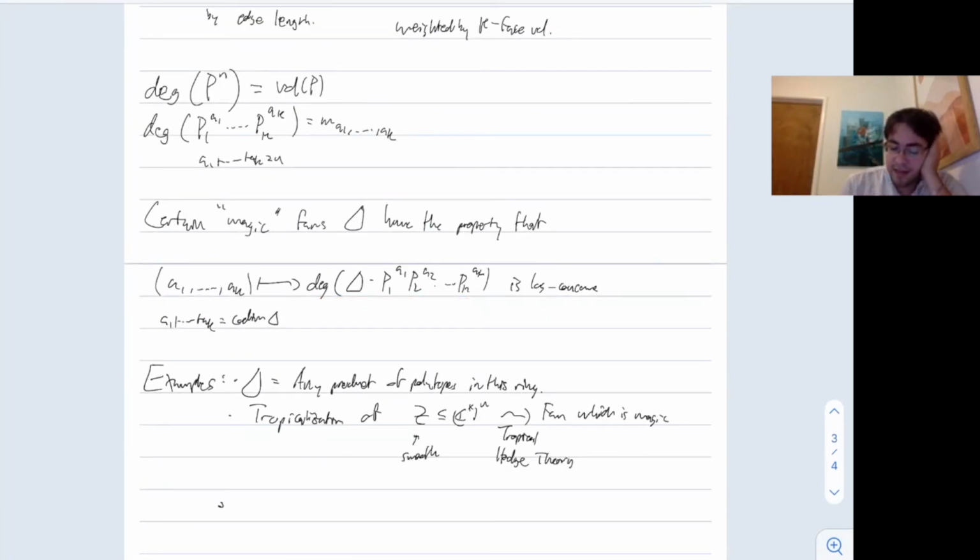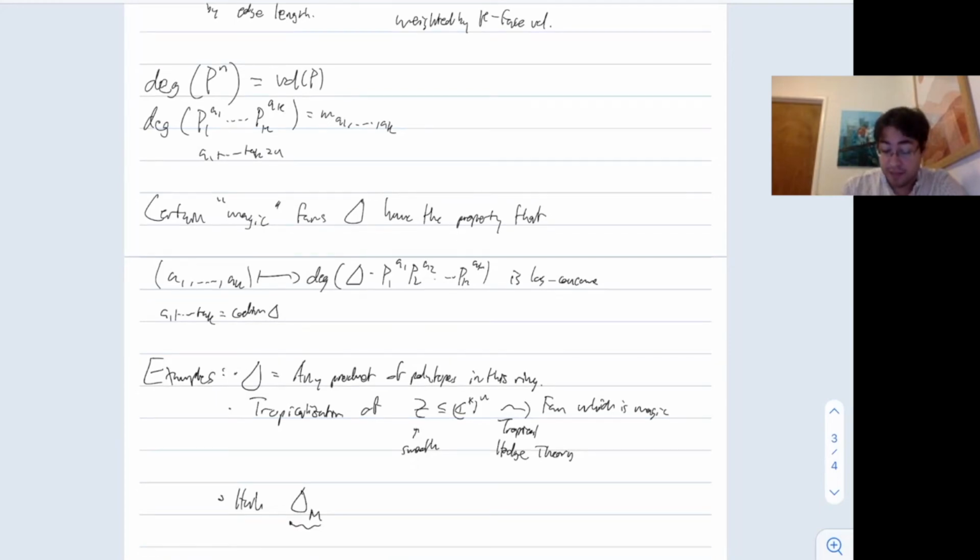And then what Jun Huh showed back in 2015 or something, well, he showed a number of things. So in his thesis, what he showed is that there's a very particular fan you can take, which is the tropicalization of some linear subspace. So you just take a linear subspace inside C to the n, and you delete something so it becomes C star to the n. So this turns out to be one of these magic things.